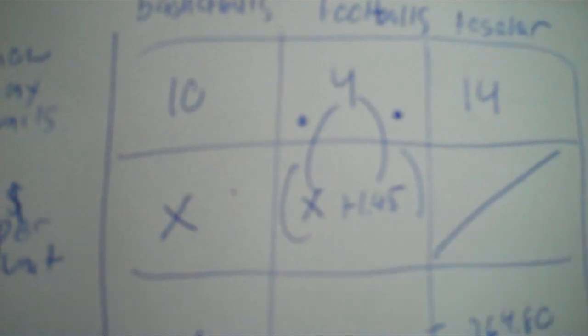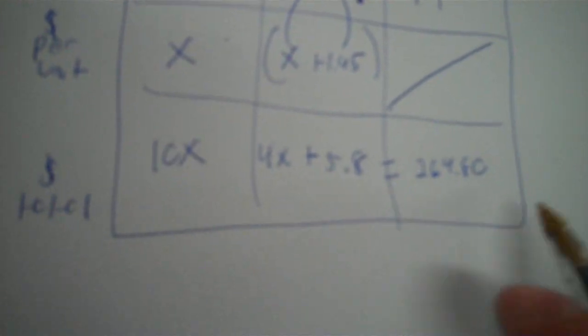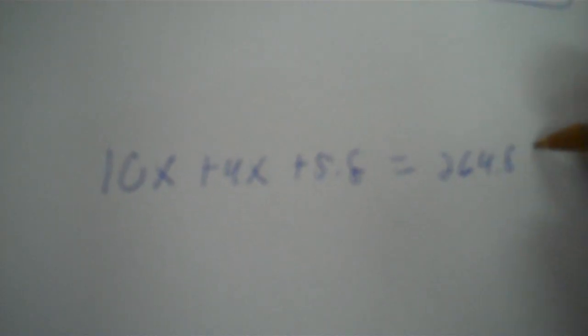Okay, so we take 10 times X, that's 10X. Guys, you need to multiply this correctly. You put that in parentheses and you multiply, okay? It's distributive property. 4 times X is 4X. And 4 times $1.45, not plus, times, 5.8. Okay, now you only have one equation, but that's all you need because you just have to solve for X for the first answer and then add $1.45 onto X. So 10X plus 4X plus 5.8 equals 264.80.